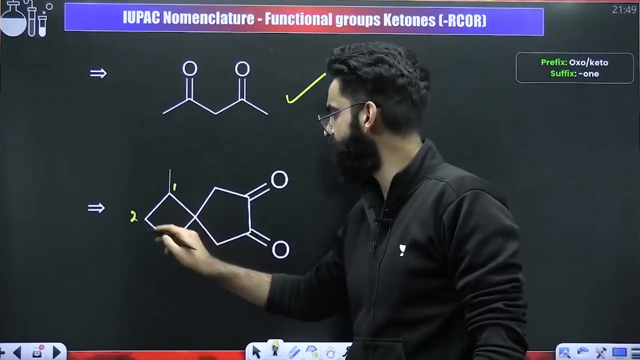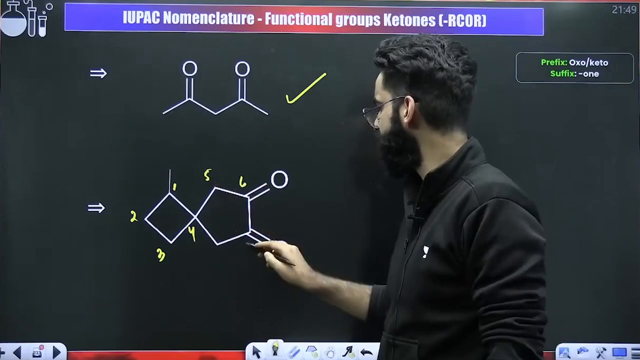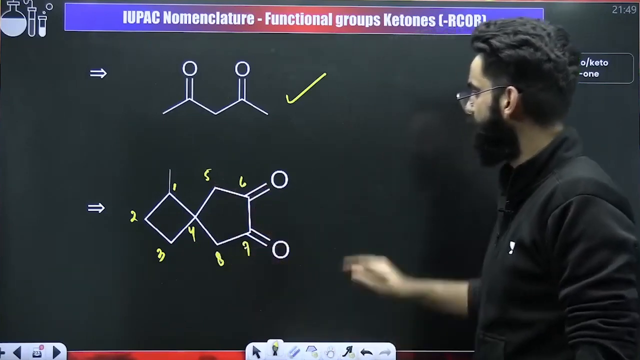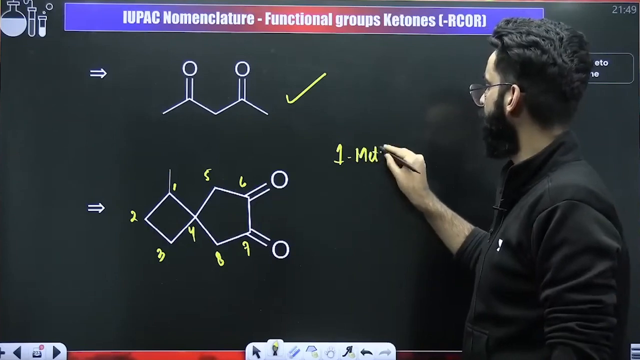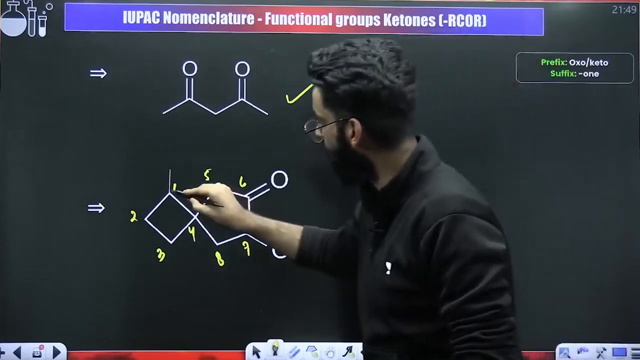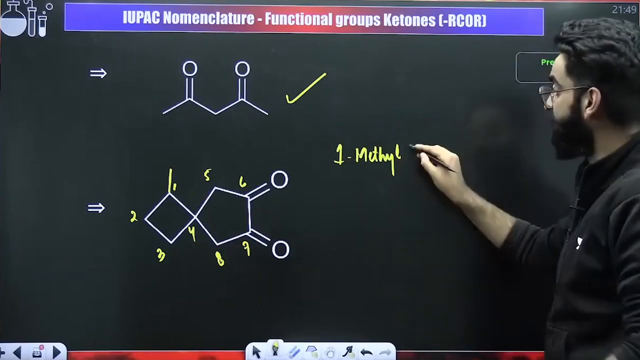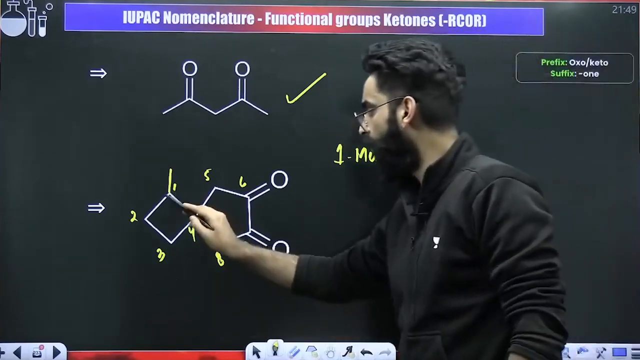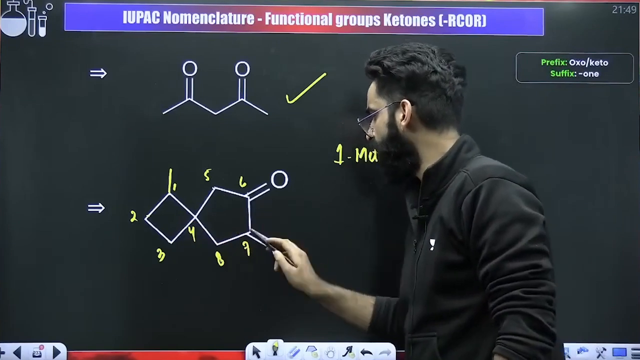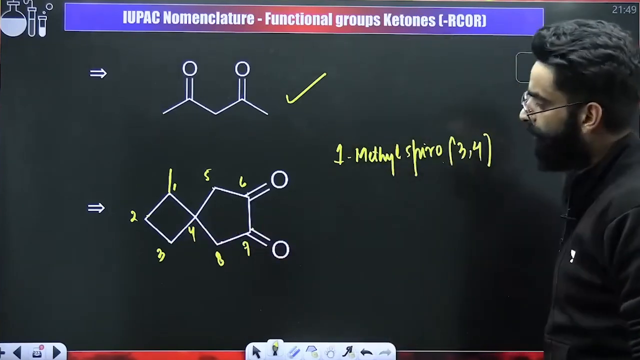Let's call this 1, this is 2, this is 3, this is 4, this is 5, this is 6, this is 7, this is 8. So first of all it's going to be 1-methyl, because over here it's a methyl group. Then it's going to be spiro, right? 1, 2, 3, and 1, 2, 3, 4. So 3,4.